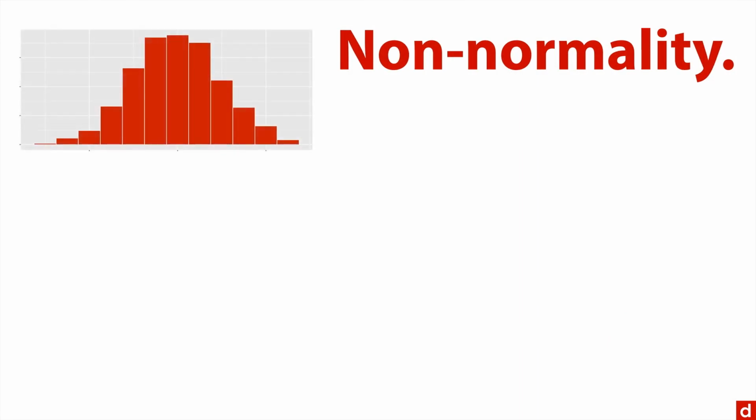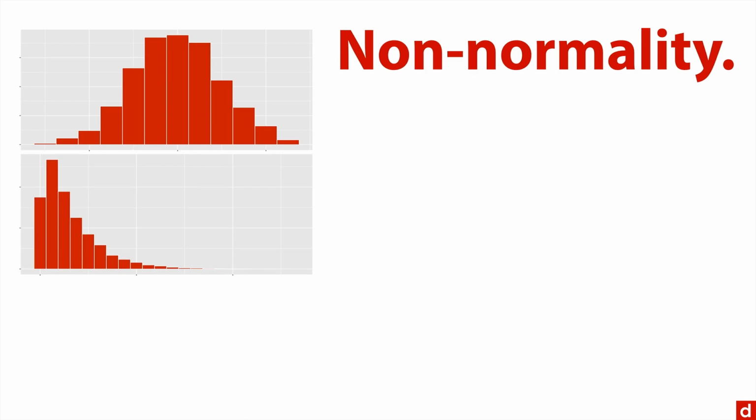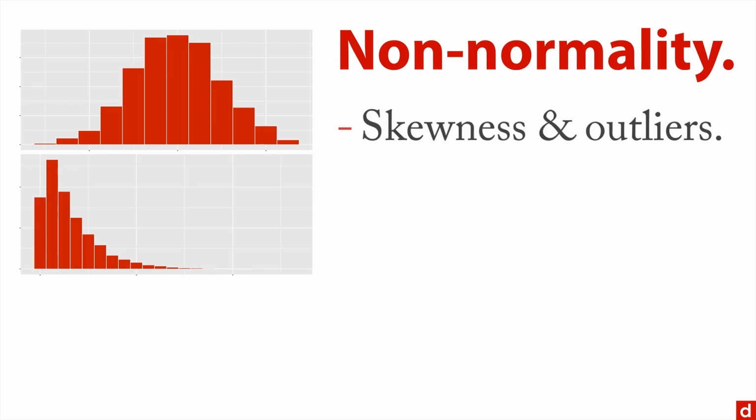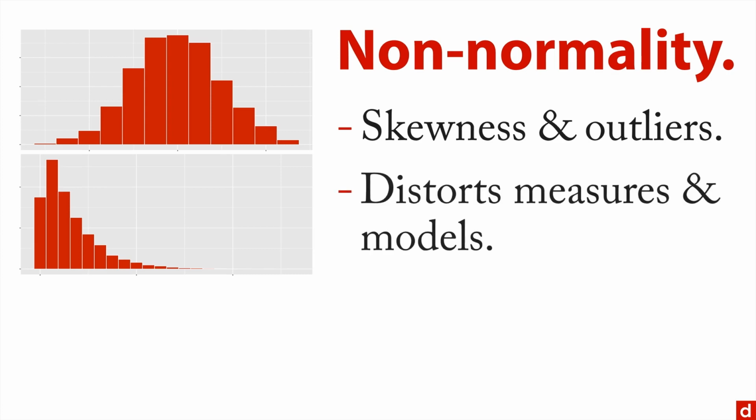Let's begin with non-normality. Most statistical procedures like to deal with nice, symmetrical, unimodal bell curves. They make life really easy. But sometimes you get really skewed distributions, or you get outliers. Skewness and outliers happen pretty often. They're a problem because they distort measures, like the mean gets thrown off tremendously when there are outliers, and they throw off models because they assume the symmetry and the unimodal nature of a normal distribution.